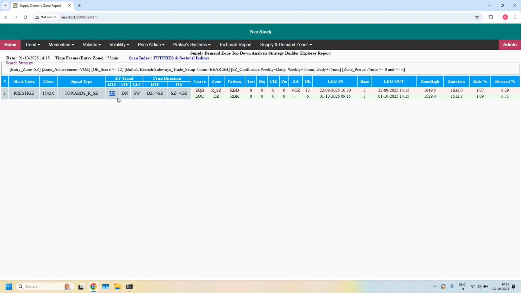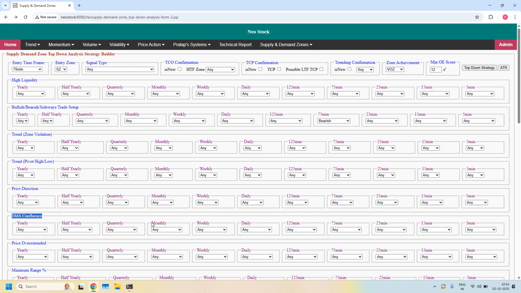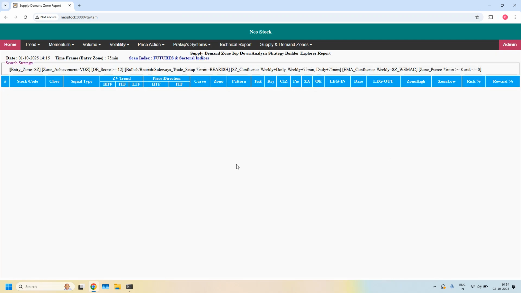Let's check weekly supply zone having weekly EMA, because weekly trend is downtrend. Weekly supply zone with weekly EMA. So it is not filtered. So this is a bearish trade setup for weekly income trade.